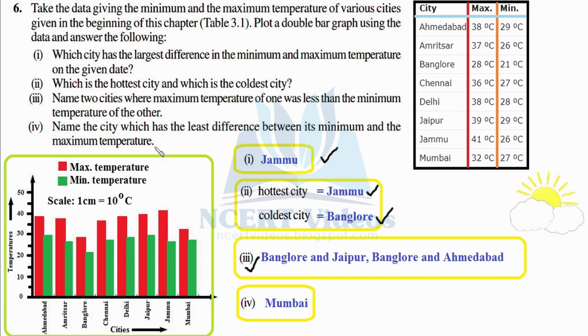Now name the city which has the least difference between its minimum and maximum temperature. Now the slope should be minimum. Now if we observe that, it is here, Mumbai, because there is a smaller difference in both the temperatures. That is your last question, question number 6.